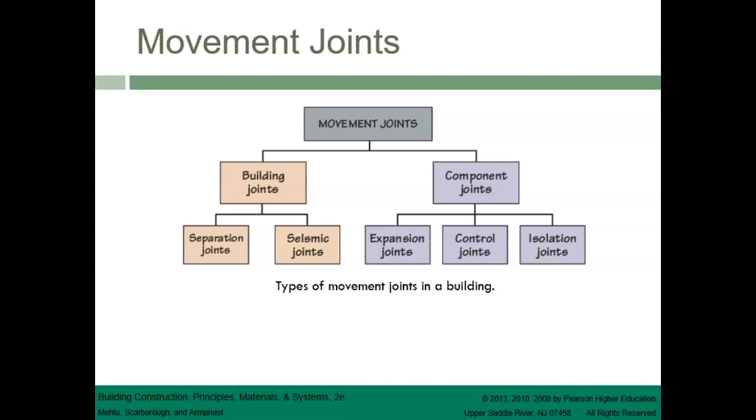A building joint divides the entire building into two or more separate buildings. Based on the purpose for which it is provided, it is classified as either a building separation joint or a seismic joint. A joint between two adjacent building components can be an expansion joint, a contraction joint, also commonly called a control joint, or an isolation joint.